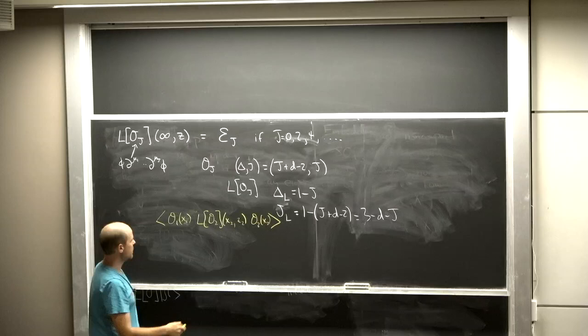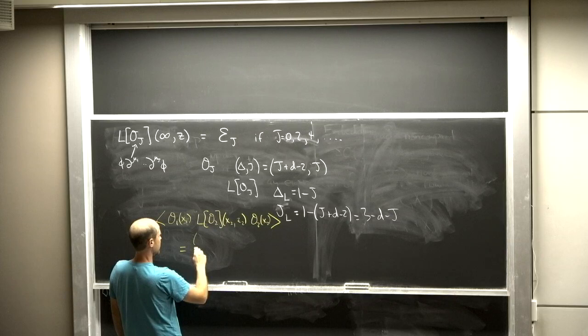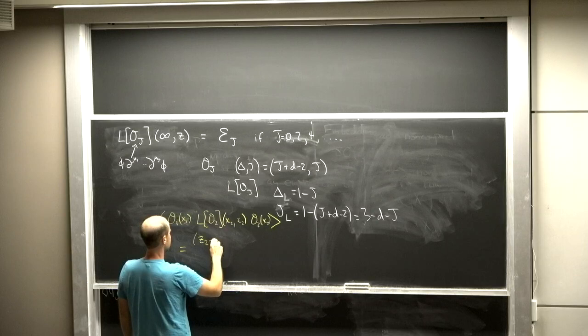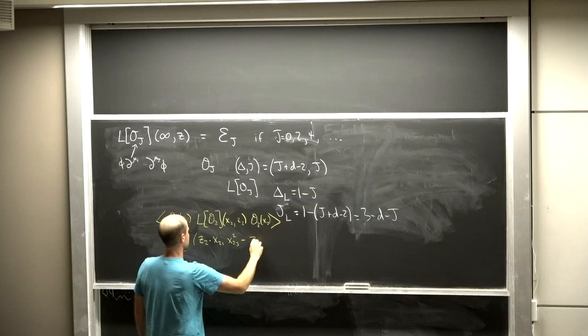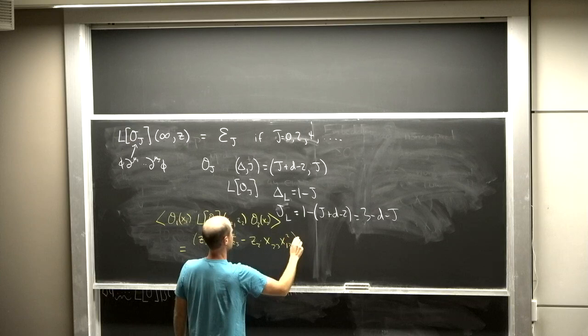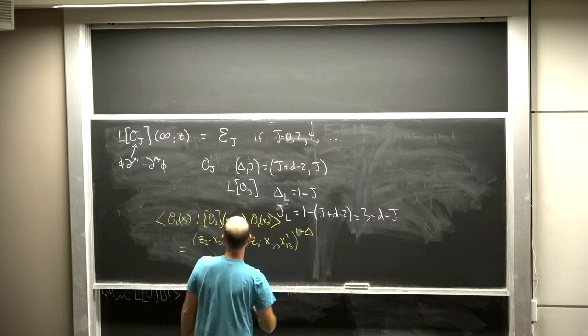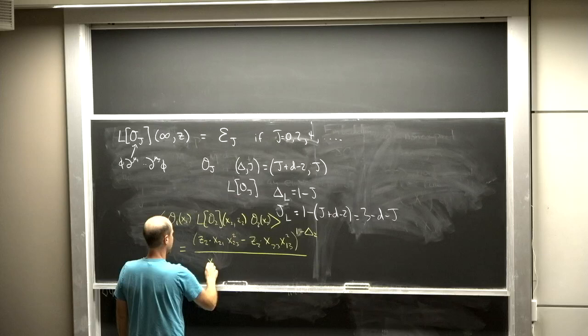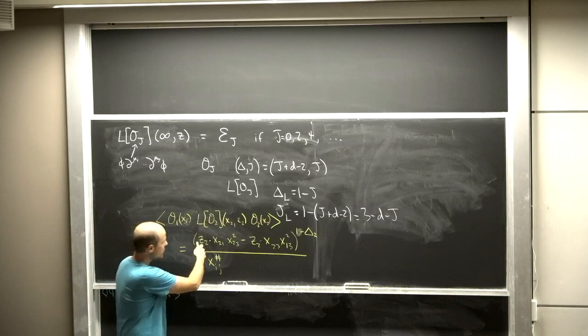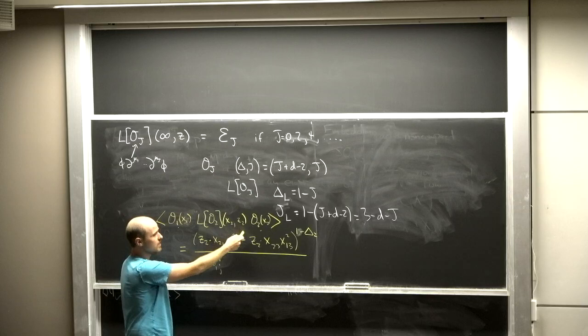So let me see if I can get it correct. Let's see. So it's z2 dot x21 times x23 squared minus z2 dot x23 x13 squared to the 1 minus delta 2 divided by various xijs to various powers. This is the numerator of a three-point function of two scalars and an operator with spin, where the spin is that.